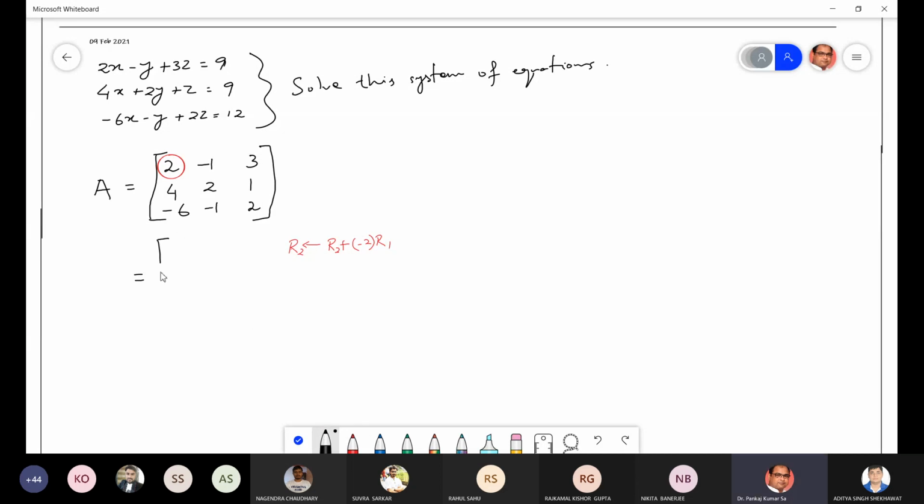And we'll go one step at a time. So first row doesn't change. Second row, first element becomes 0. Second element becomes minus 2 into minus 1 plus 2. 2 plus 2 is equal to 4. Third element, second row, 2 into 3 equal to 6, minus 6, 1 minus 6 is equal to minus 5.